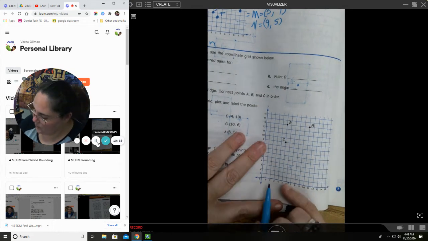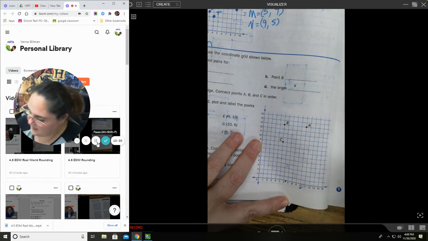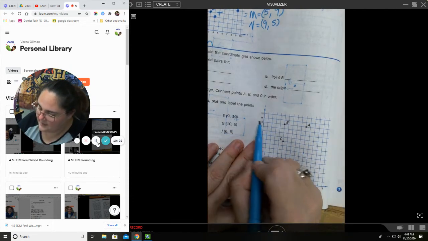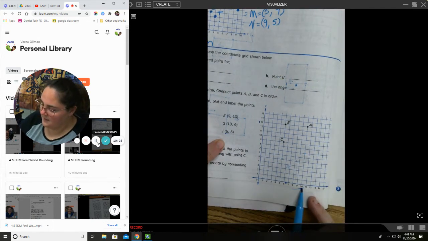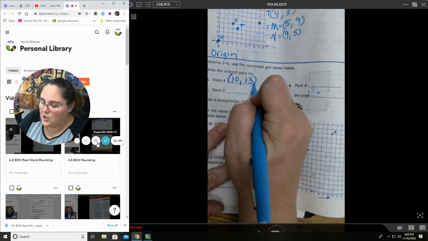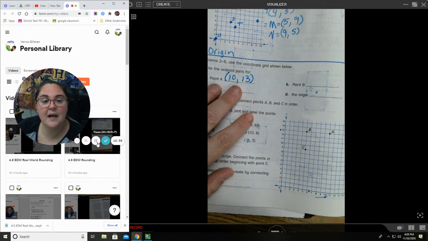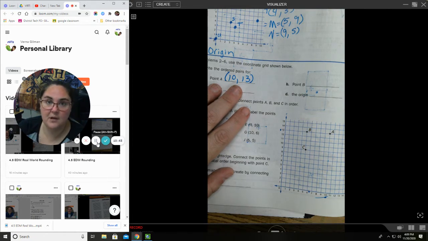For this one, I'm going to go over all the way over here, and I'm actually going to follow this line right down, and it stops at 10. I'm going to follow over to 13. So I went 10, 13. Notice when I'm writing my ordered pair, I write it in parentheses, and I put a comma between the numbers. That is how you have to write coordinates this time, okay? You must put parentheses and you must put a comma between the numbers.